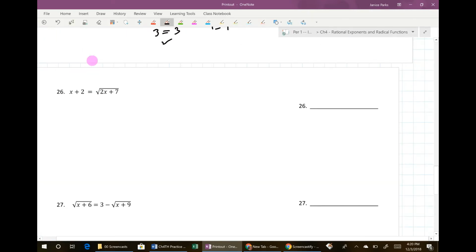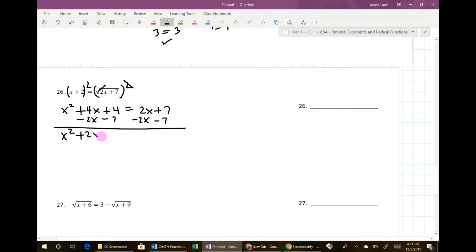For number 26, we're going to go ahead and square both sides on this one. You're going to get x squared plus 4x plus 4 is equal to 2x plus 7. There you do need a trinomial, so be careful that you don't just put x squared plus 4. We're going to set this equation equal to 0. So you're going to get x squared plus 2x minus 3. That gives you x plus 3, x minus 1. If you solve this, you get x equals negative 3, x equals 1.